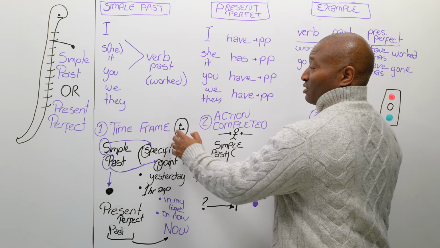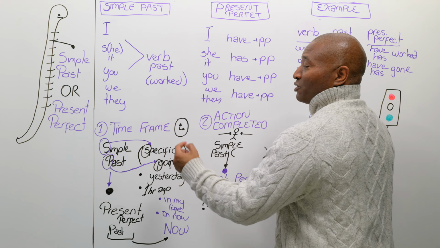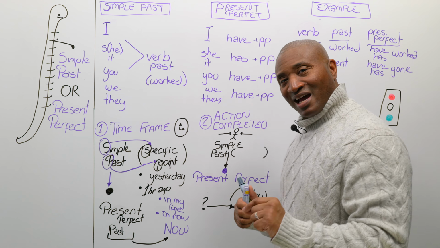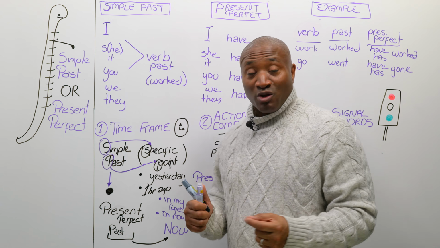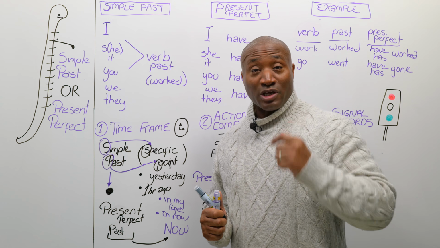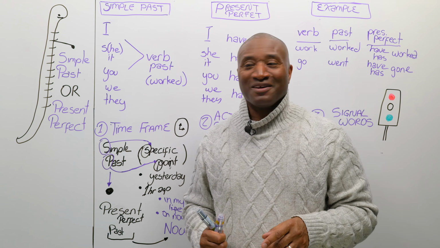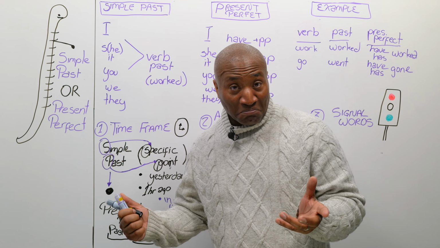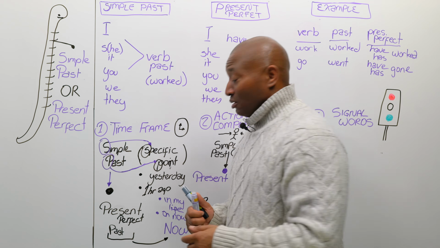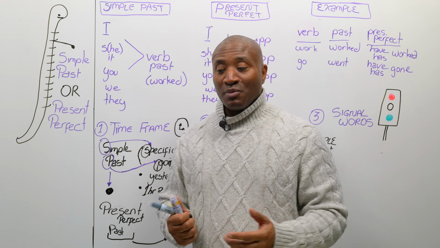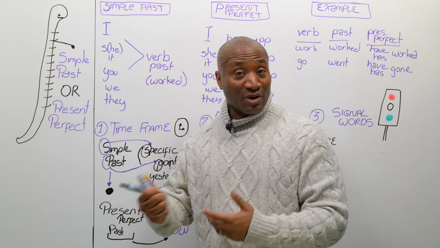So when we talk about time frame, with the simple past, we need to have a specific point, some exact time we can talk about. That could be a date. I was in Tokyo on March 14th, 1977. That's a specific time. Or I could say, I have been to Tokyo. You don't know when, but it has something to do with the conversation we're having right now.